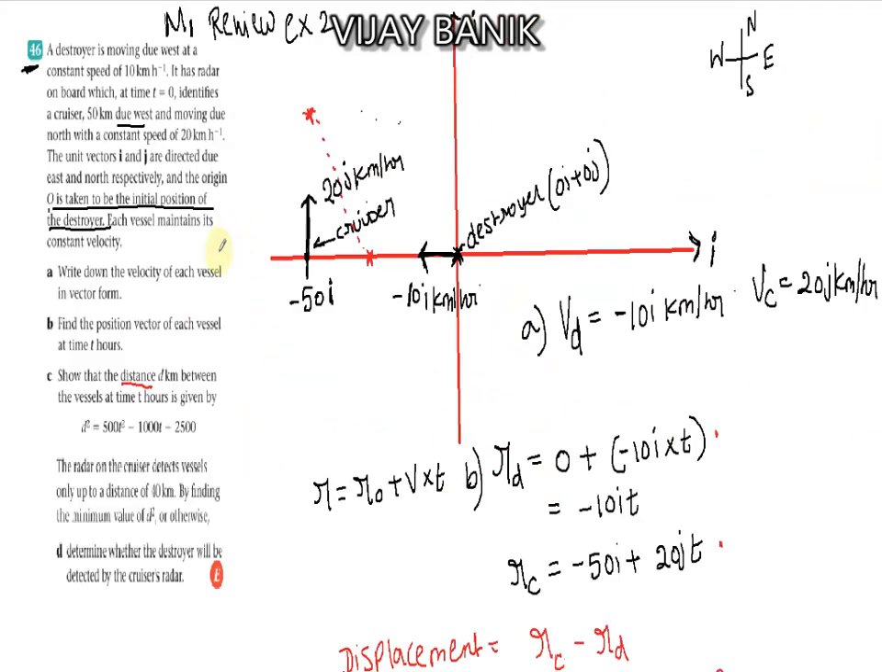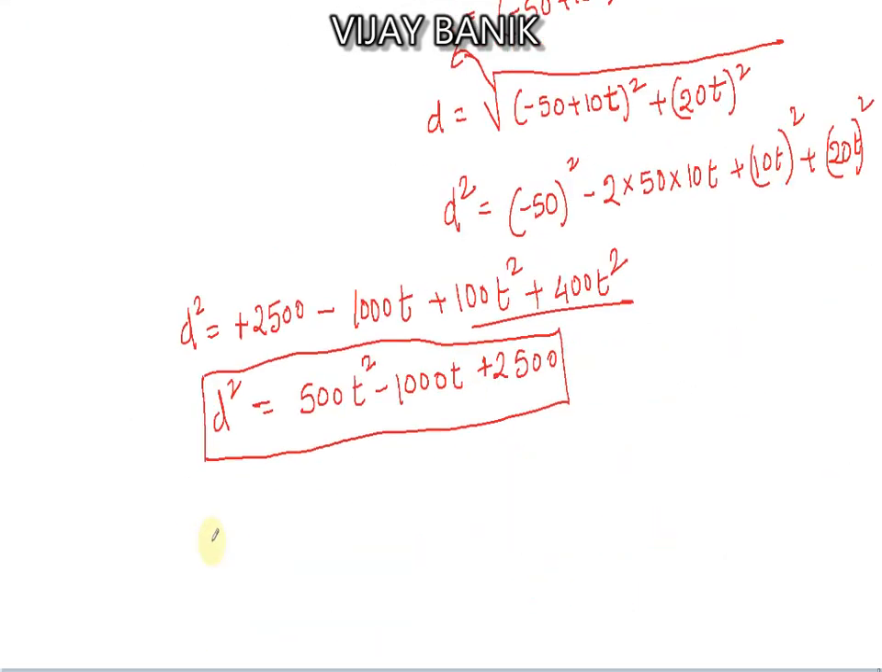Now they said the radar on the cruiser can only detect anything that is within 40 kilometers. This is a civilian ship and this is a military ship, so the military one will have a bigger range radar, and this one will have a very small range. They can only detect anyone within 40 kilometers, which is enough for small cruisers to avoid collision. So by finding the minimum, and whenever they talk about a minimum, the differentiation which we learned in P2 or C2 will come in handy. Now determine whether the destroyer will be detected by the radar.